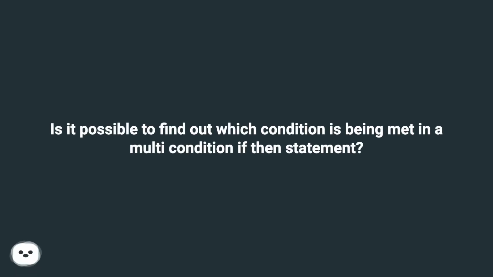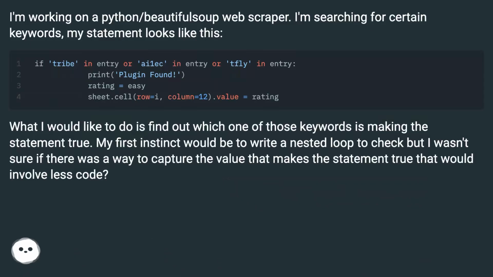Is it possible to find out which condition is being met in a multi-condition if-then statement? I'm working on a Python Beautiful Soup web scraper. I'm searching for certain keywords. My statement looks like this.